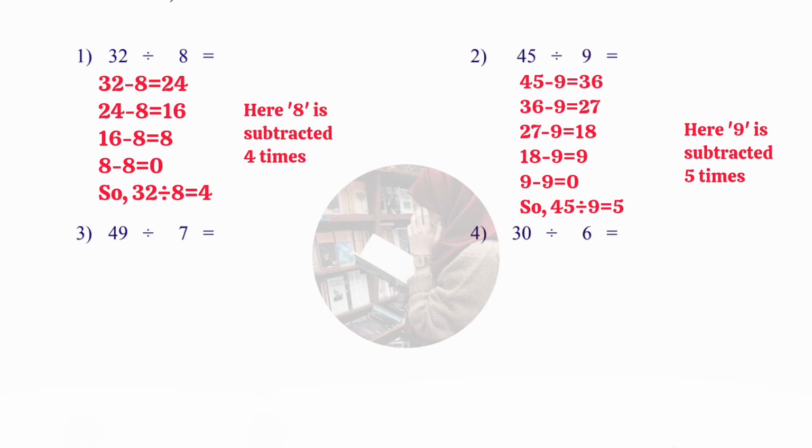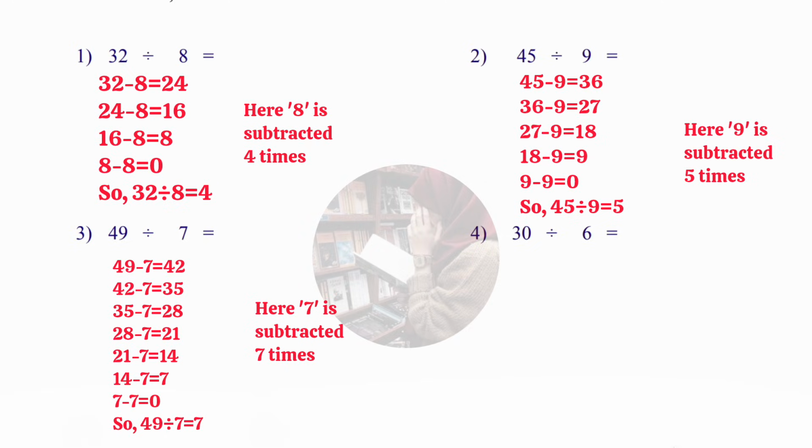Let's see the third one. 49 divided by 7. Let's do the repeated subtraction. 49 minus 7 is equal to 42. 42 minus 7 is 35. 35 minus 7 is 28. 28 minus 7 is 21. 21 minus 7 is 14. 14 minus 7 is 7. 7 minus 7 is equal to 0. So how many times have we subtracted 7? We have subtracted 7 for 7 times. So let's write it down. 49 divided by 7 is equal to 7. 7 7s are 49.